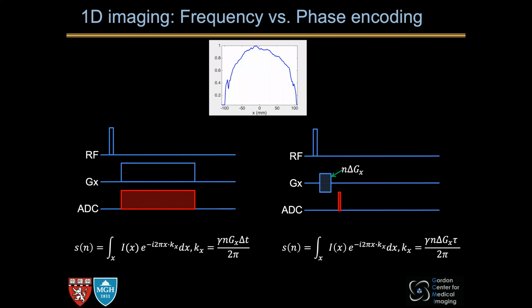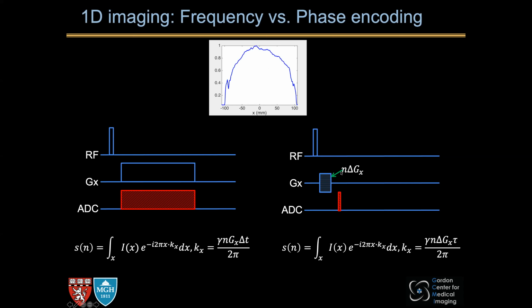Now we have two ways to do a 1D imaging experiment. Let's do a quick comparison and see the pros and cons of each method. For the method on the left, we require one measurement for 1D imaging, where the signals are acquired when a constant gradient is applied. The spatial information of the image object is encoded into the frequency information of the received signal. There's a Fourier transform relationship between the image object and the received signal.